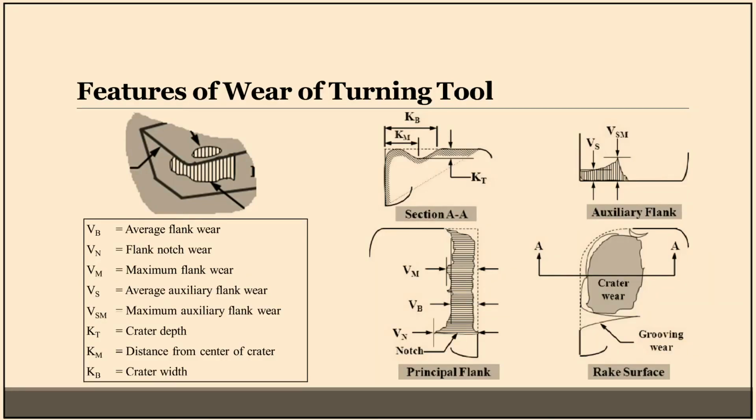Features of wear of turning tool. There are some pictures. Section AA, then auxiliary flank, principal flank, and rake surface. VB means average flank wear. VN means flank notch wear. VM means maximum flank wear. VS means average auxiliary flank wear. VSM means maximum auxiliary flank wear. KT means crater depth, KM means distance from center of crater, and KV means crater width.